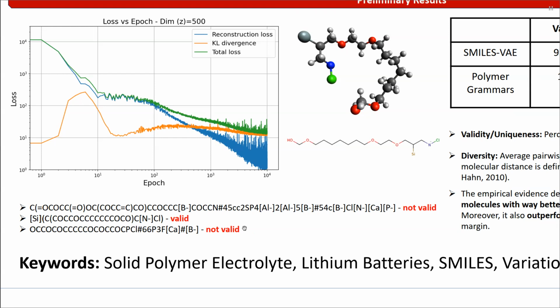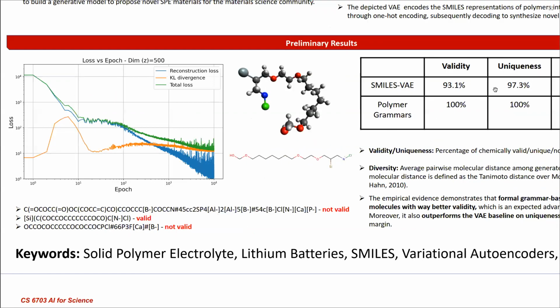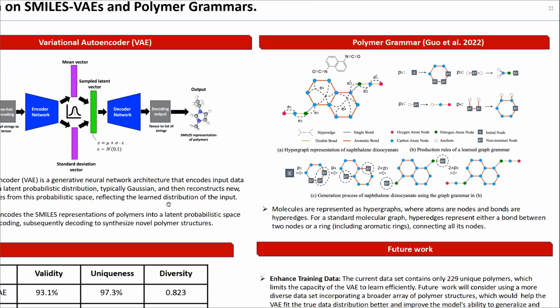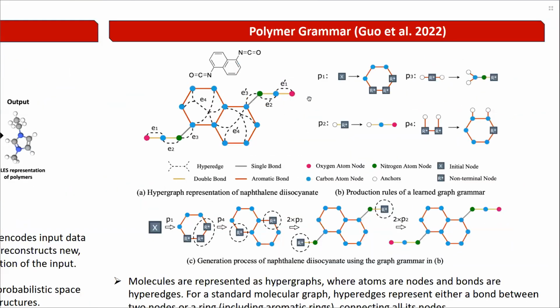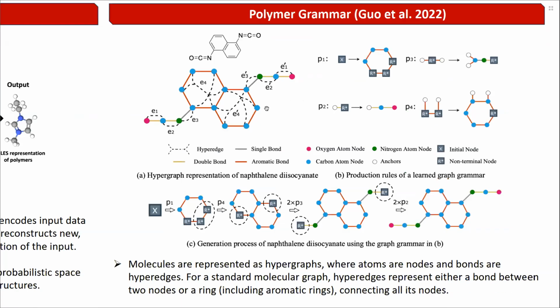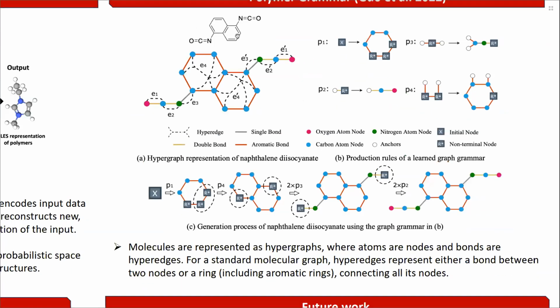To overcome this limitation, authors in the literature have used grammar. For example, Guo et al. in 2022 used a graph grammar. They start by representing the molecule using a graph grammar, where the atoms are represented by the nodes and the bonds are represented by the hyperedges of this hypergraph. And then they learn a grammar from the database.